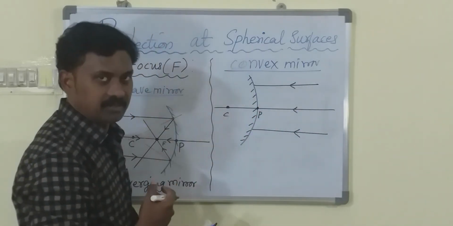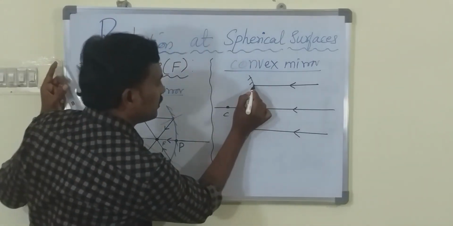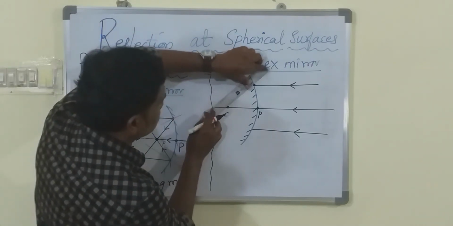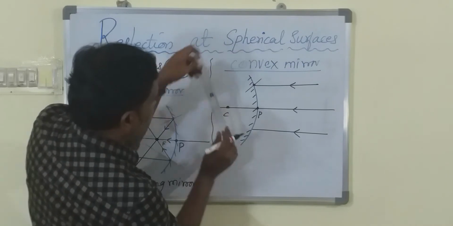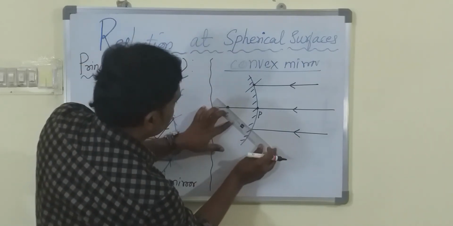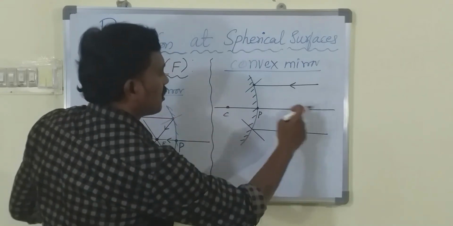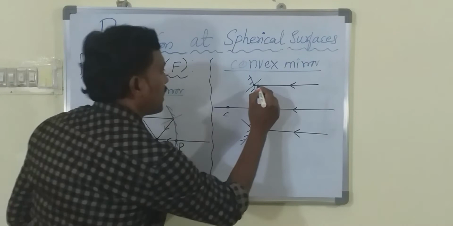Now how is the light ray reflected? For that, again you have to draw the normals. Now how to draw the normal here? The line should pass through the center of curvature. So this is the normal here. This is the normal. And here the normal will be along the principal axis. Right. Now this is the angle of incidence.